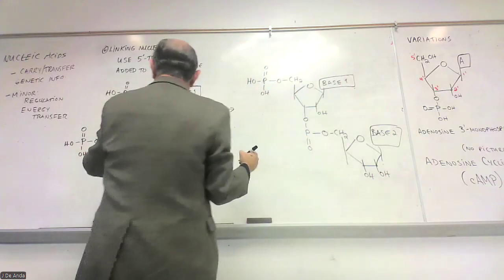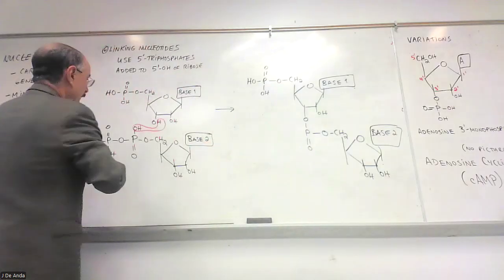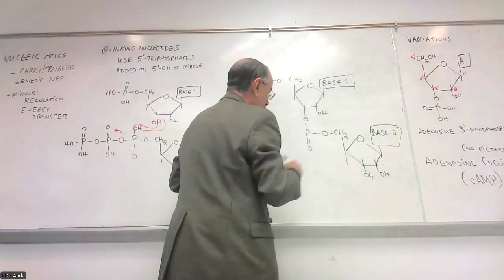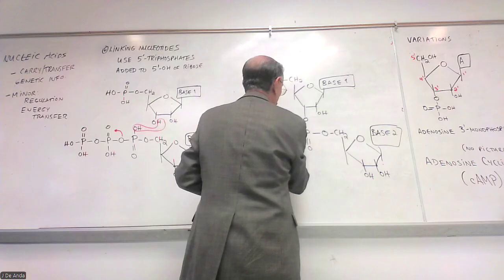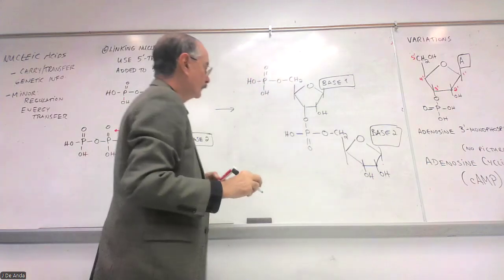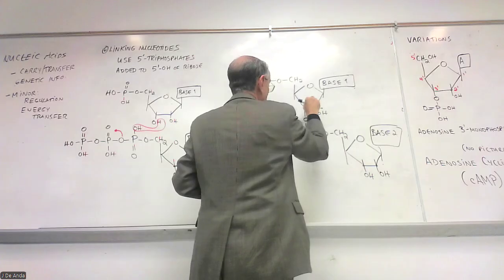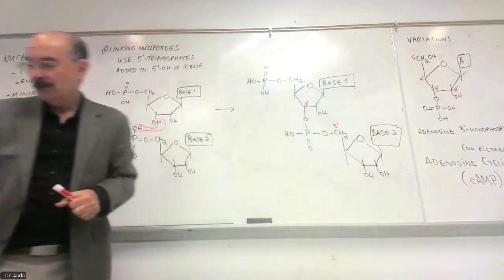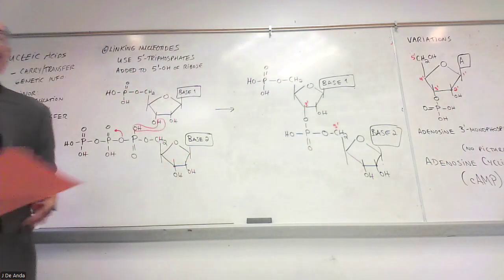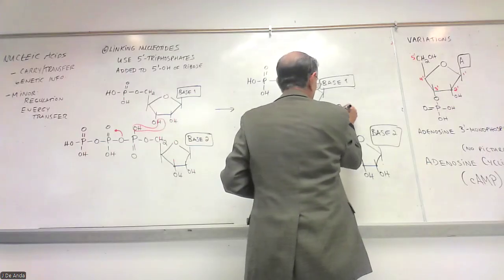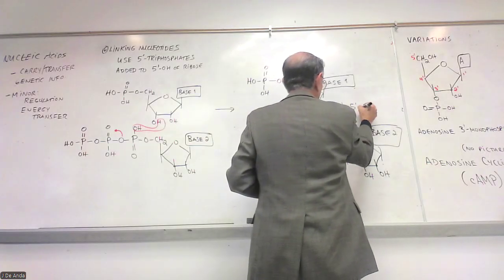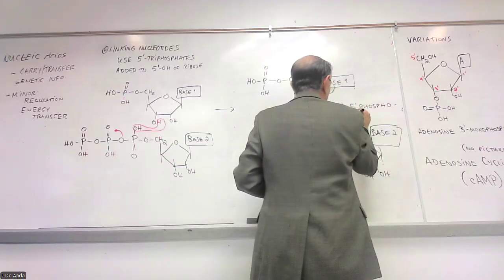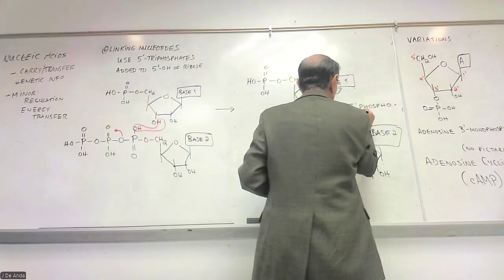Notice that we linked it over here. And then what happened was that this guy took off. Now remember, this was 3' over here. And this is 5'. So we would call that a 3', 5' phosphodiester.